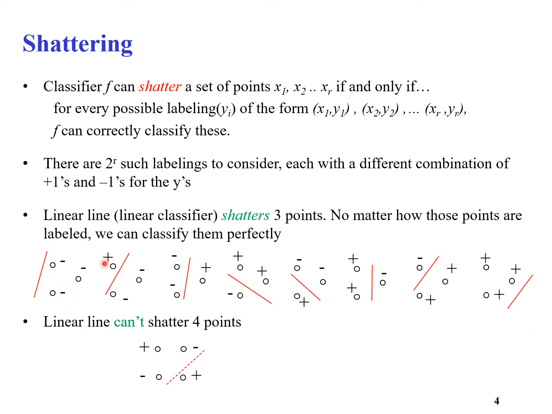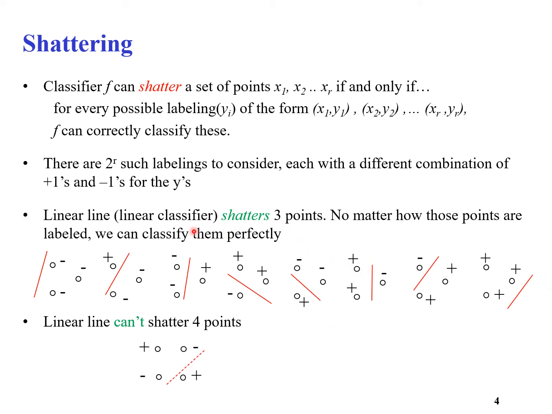In this case, everything is minus. You can draw a line somewhere like this. So this line correctly classifies every data point. In this case, this is plus, this is minus. If you draw a line here, then we are good. This classifier correctly classifies plus and minus. In this case, you draw a line here, it's fine. In this case, draw a line here, here, here, here, here.